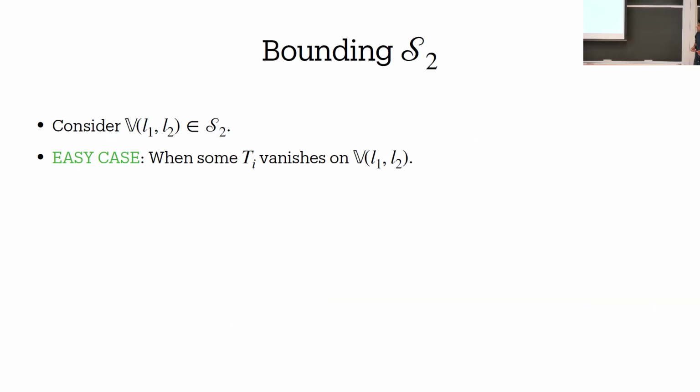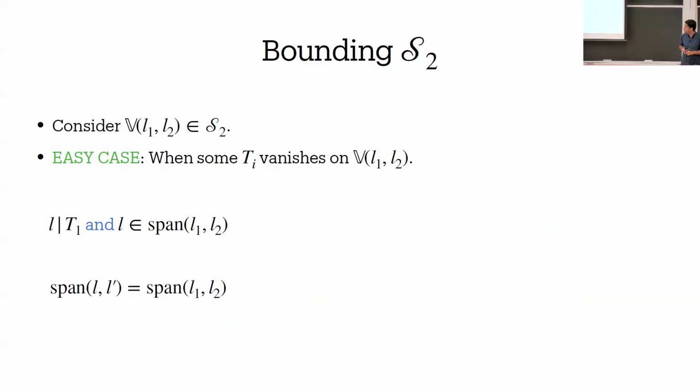Let me give you a brief overview of how we bound the set S2. Let's consider any codimension 2 space over which the polynomial vanishes. The easy case is when some Ti vanishes over this codimension 2 space. Let's say, without loss of generality, Ti is T1. Then there is a linear form L that divides T1, and it happens to be in the span of L1, L2. If you do a basis change for L1, L2, you can also have a linear form L prime such that L and L prime form a basis for the space.